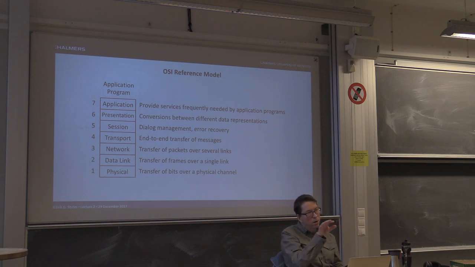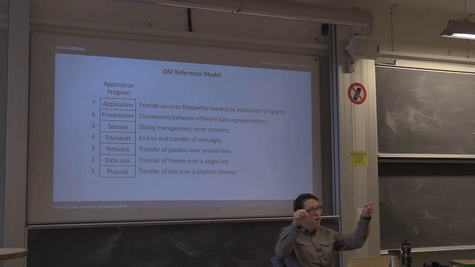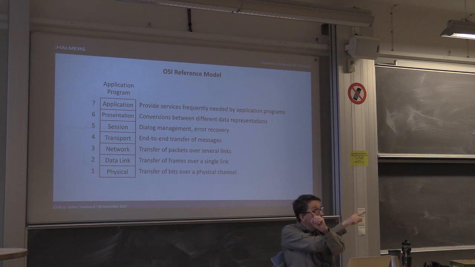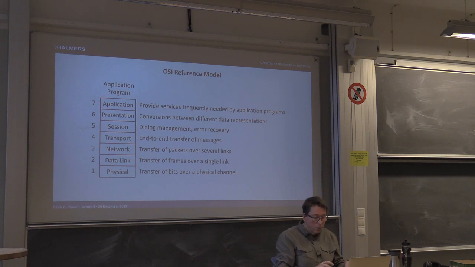The bits that are represented could be in an order where the least significant bit is here and the most significant bit is here, or it could be reversed, depending on which computer you use. So this layer provides conversion services for this. And then the application layer provides services frequently needed by application software running on top of it. So this could be your HTTP or something like that. Okay.